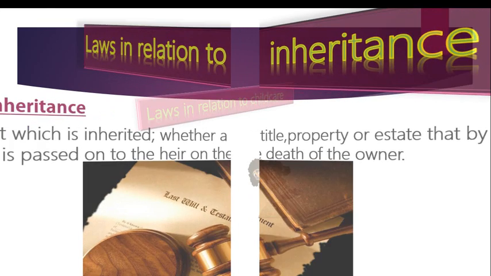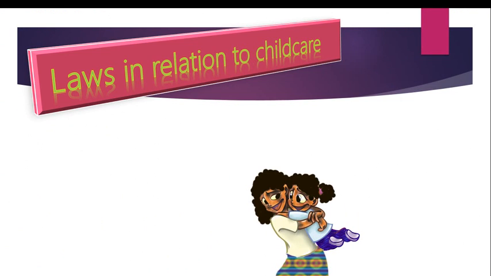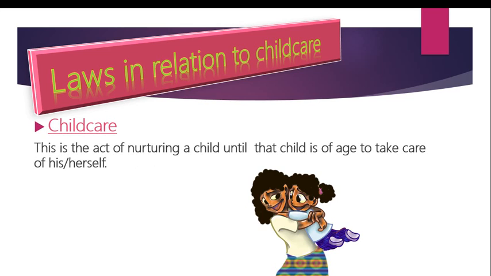So, next up, we'll be looking at laws in relation to child care. Now, child care, you might ask what that means. Child care is really the act of nurturing a child until that child is of age to take care of his or herself, right? Now, what we'll be looking at where child care is concerned is that parents are held accountable for children up until they are at the legal required age to be responsible for themselves. This age is usually 18 years of age, right?